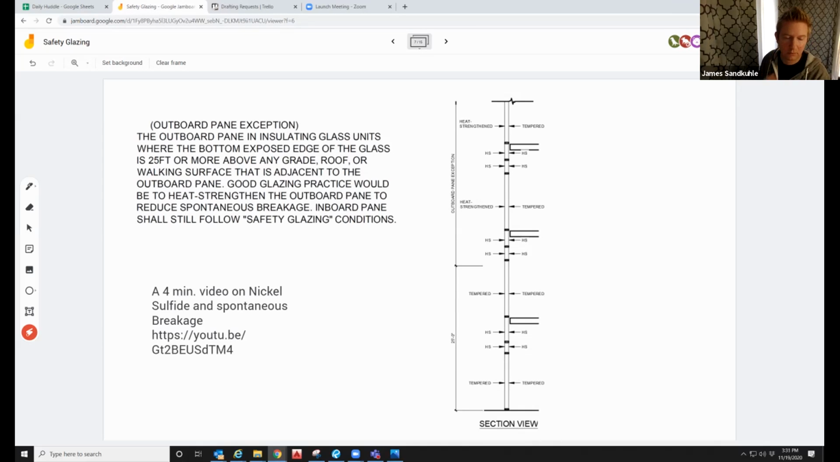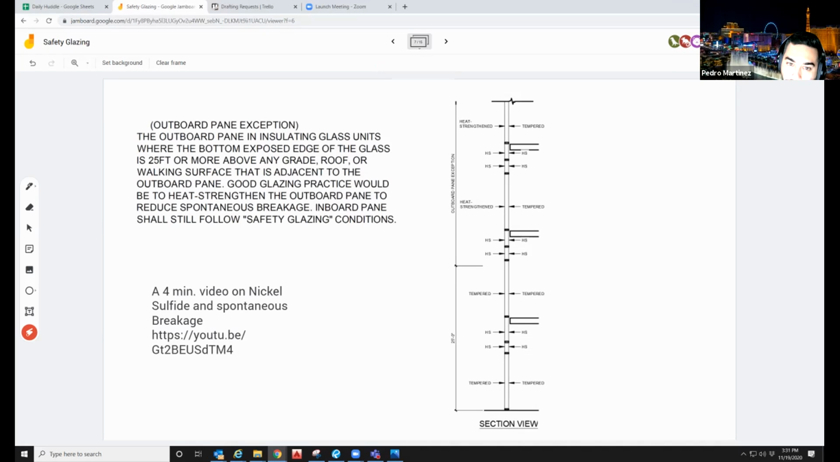So another thing too, say for instance, you've got levels 1 and 2, and then you have a balcony, and then you have another curtain wall that goes up. Where does your 25-foot go to? Does it stay down here from the ground? Or does another 25-foot start where your balcony was?